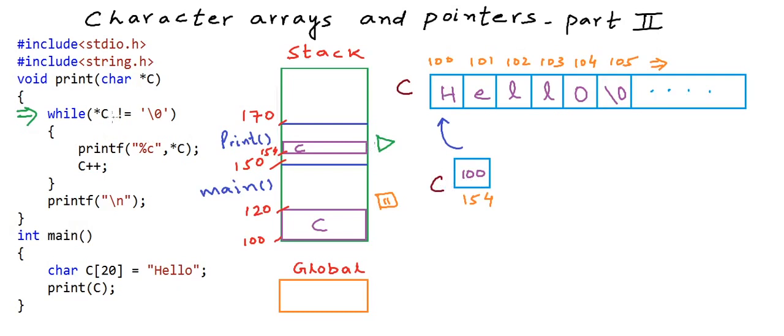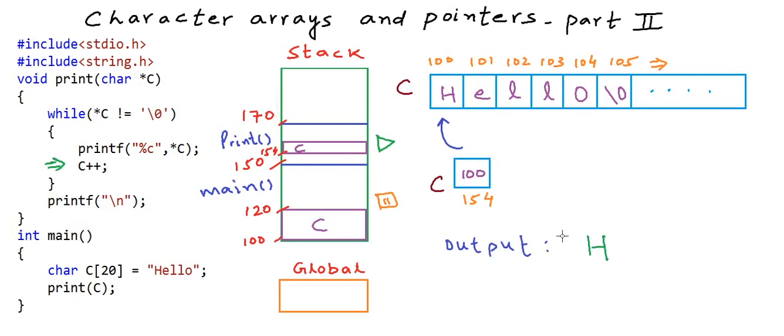Okay, so now here what we are saying is, while asterisk c is not equal to the null character. When we put this asterisk operator in front of a pointer variable, we are looking at the value at that particular address. So at this stage, when c is pointing to the base address, asterisk c is H, so this condition is true. We will go to this line printf, that will simply print asterisk c, which is H. Let's write down the output here. So we have printed H so far, and then we say c++.